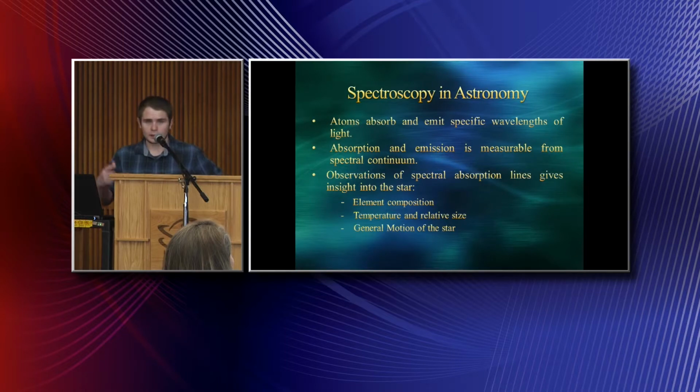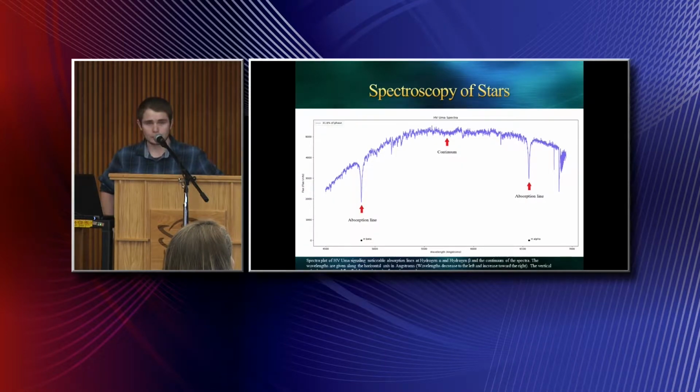I've included a spectral plot from HV UMA. The wavelengths are given along the horizontal axis, where the shorter wavelengths are found further to the left and the longer wavelengths are found to the right. So in the plot you can see the continuum, which is kind of just a blurring of all wavelengths. And then the absorption lines are characterized by these dips within the continuum.